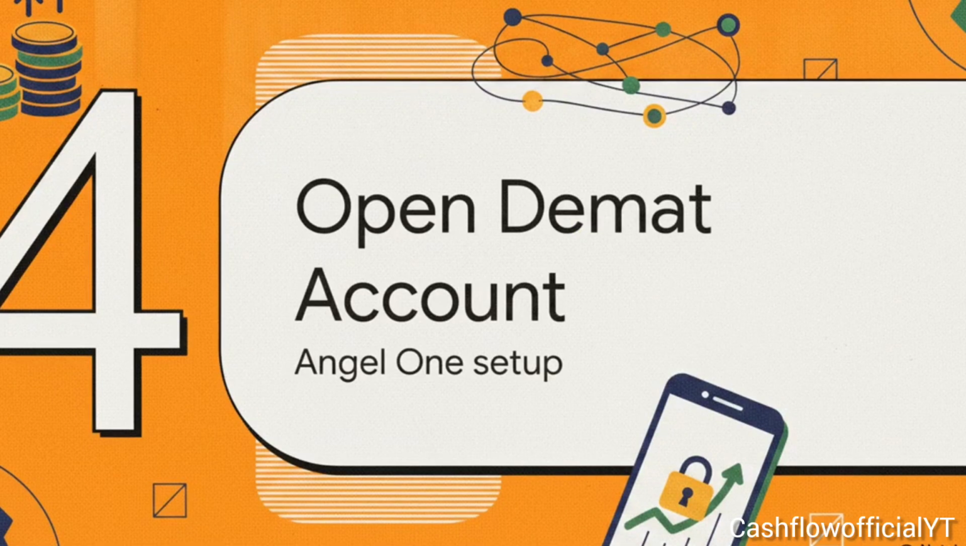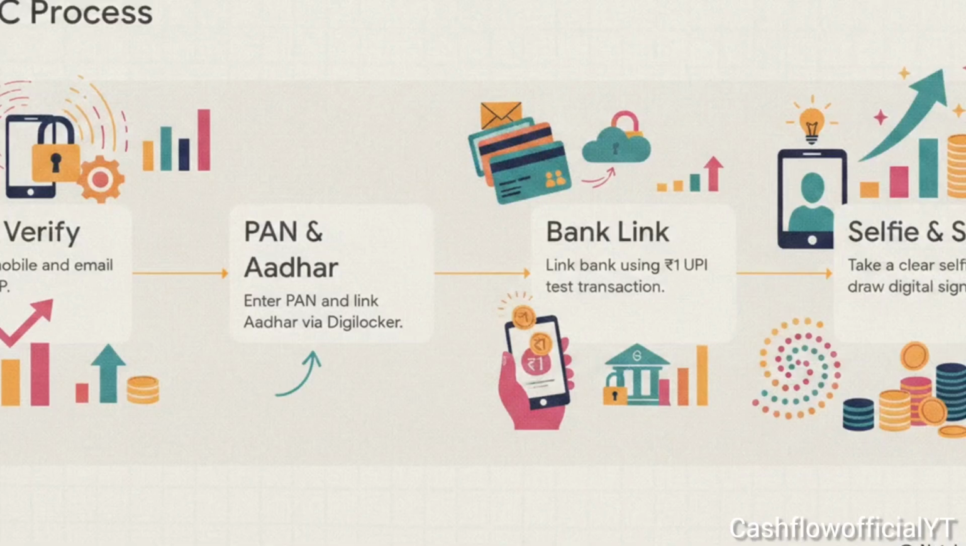Section 4. Opening your DMAT account. Fortunately, these days we can skip the mountain of traditional banking paperwork. The KYC process is entirely digital and super fast. You verify your contact info with a quick OTP, link your PAN and Aadhaar via DigiLocker, and link your bank with the fully refundable 1 rupee UPI test. Then, you just finish up with a well-lit selfie and a digital signature, and boom, you're in.